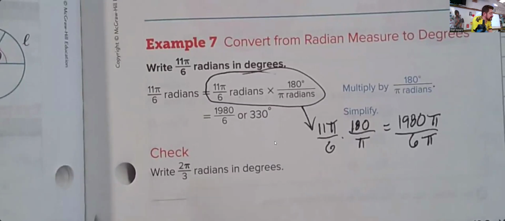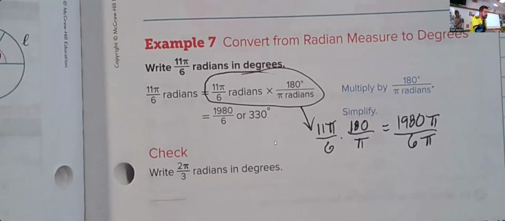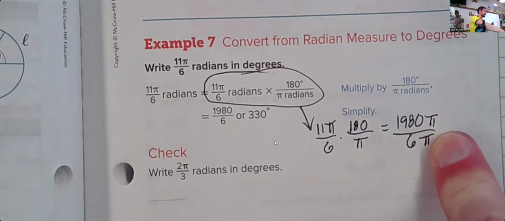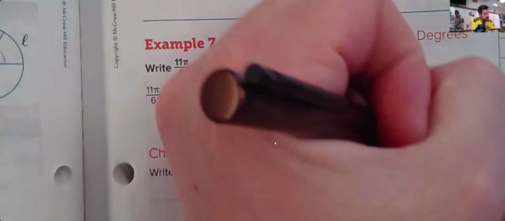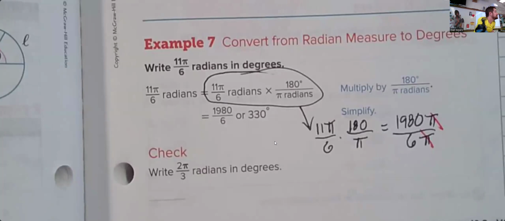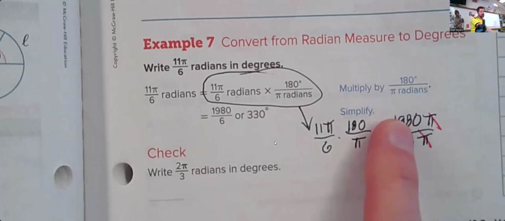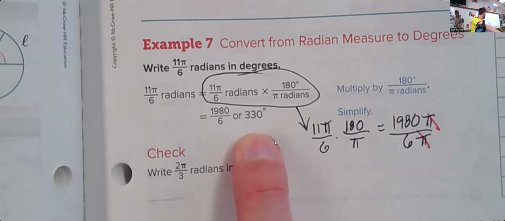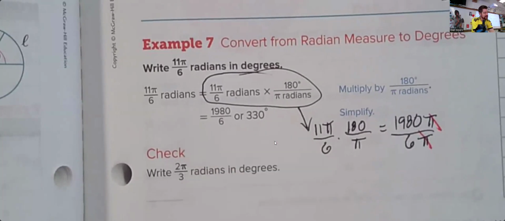The reason why this fraction doesn't include pi is because we have a pi here and a pi here. They're both factors of that fraction, which just means they cancel. If you know that the pi is going to cancel out on the numerator and denominator, you're welcome to do that right away. And then 1980 divided by 6 is 330. That's where we get that from.